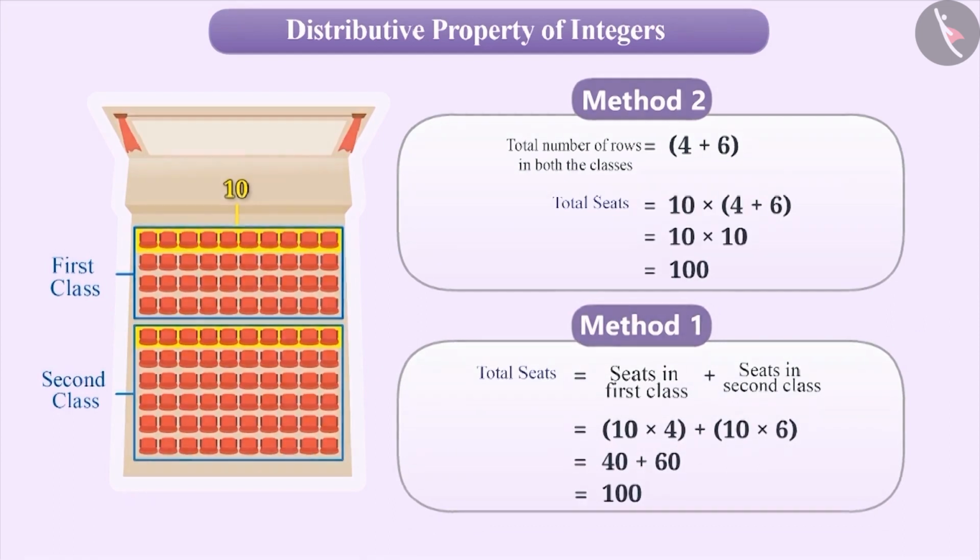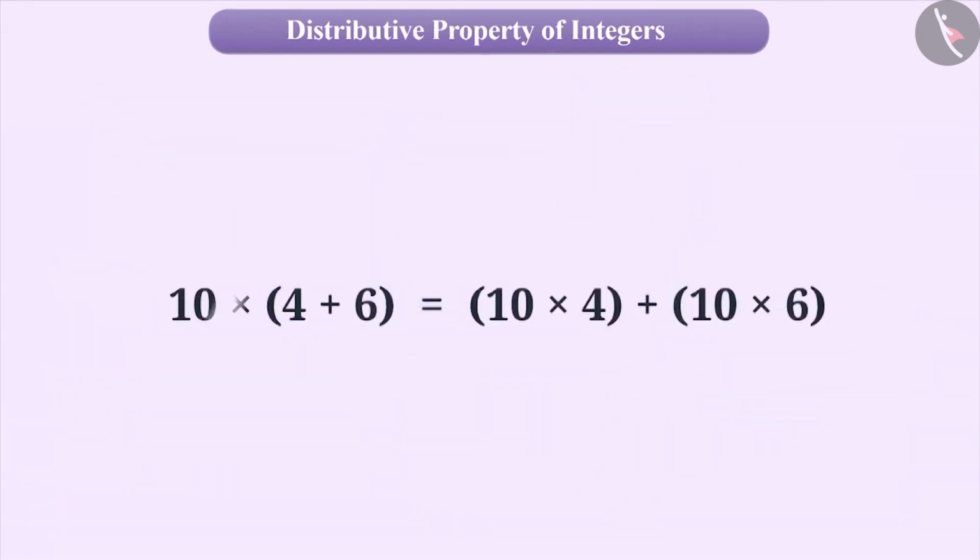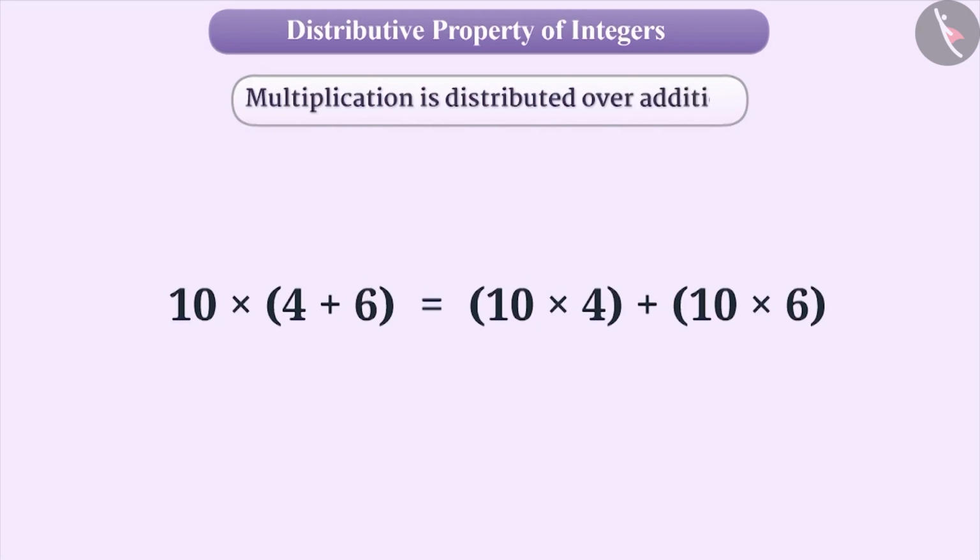So we can say that 10 multiplied by (4 plus 6) and 10 multiplied by 4 plus 10 multiplied by 6 are equal. We say that the multiplication is distributed over addition. So, the distributive property tells us that we can either add the numbers in the brackets and then multiply the result with the number outside the bracket, or multiply the number outside the bracket with both the numbers inside and then add the results.